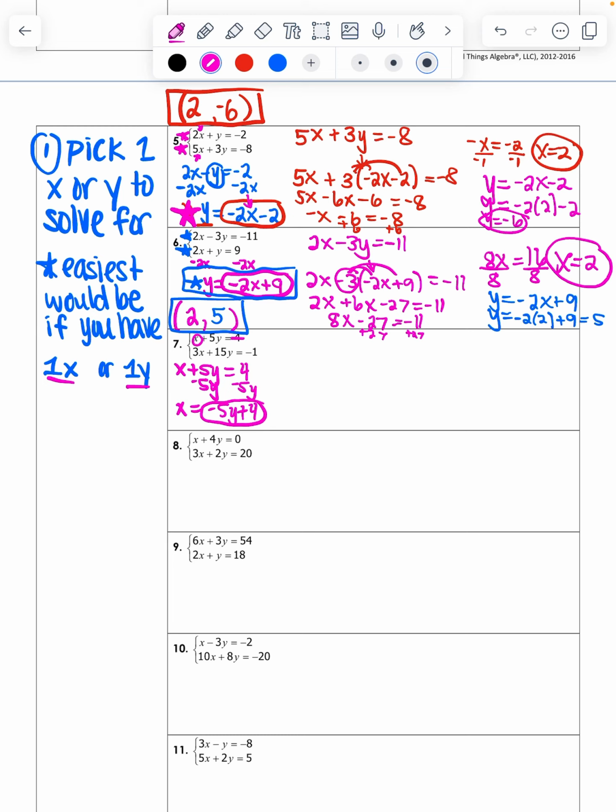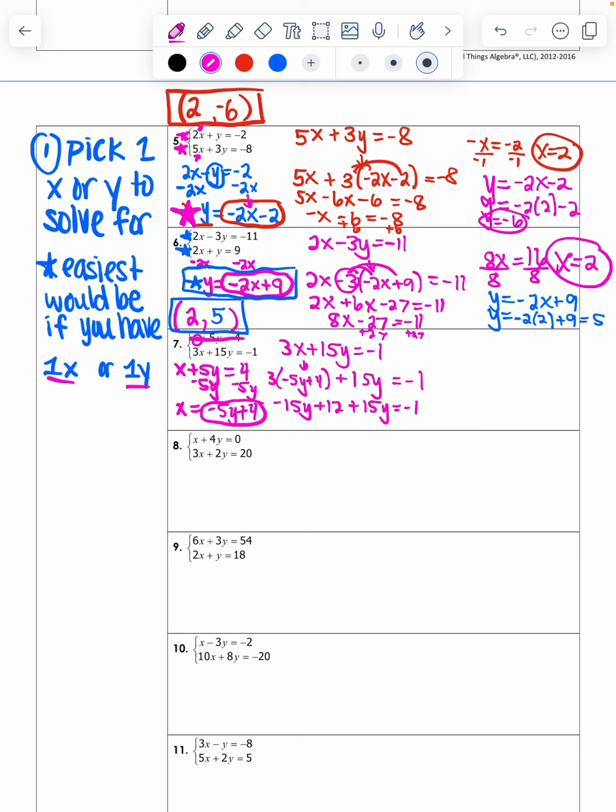We cannot use the first equation for the substitution step because that's the equation we used to rewrite and get x equals negative 5y plus 4. So what we would use is the other equation, which is 3x plus 15y equals negative 1. And we're going to replace in for x this time. So instead of it saying 3 times x, it's going to say 3 times negative 5y plus 4, plus 15y equals negative 1. Now when I go to solve this out using the distributive property, 3 times negative 5y is negative 15y. 3 times 4 is 12. Plus 15y equals negative 1.